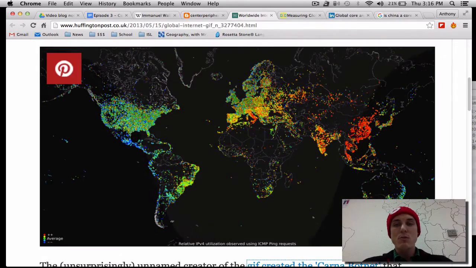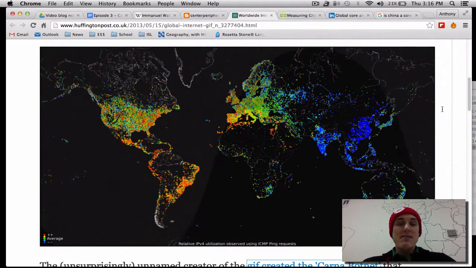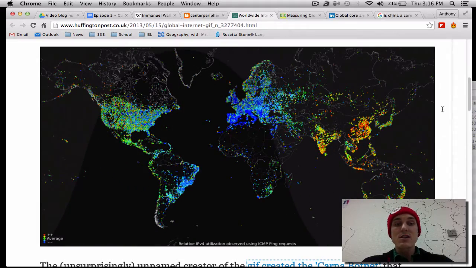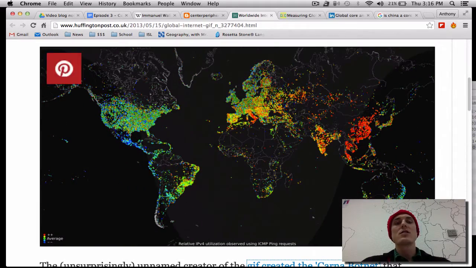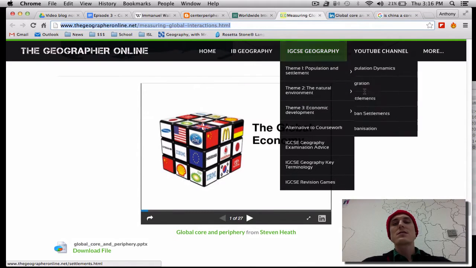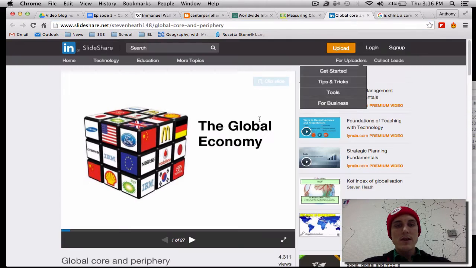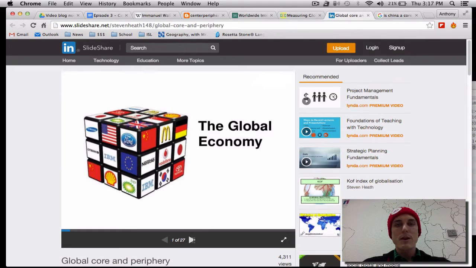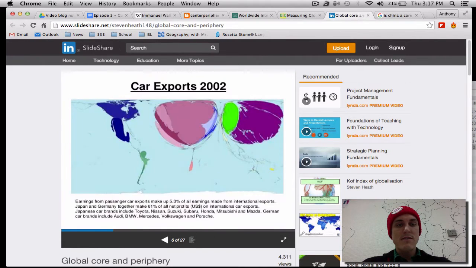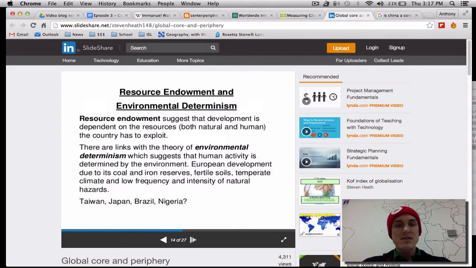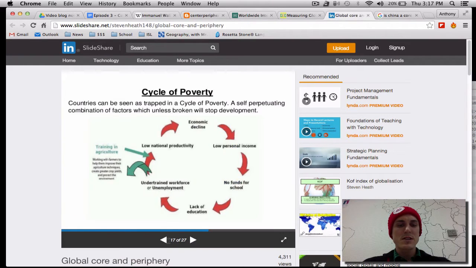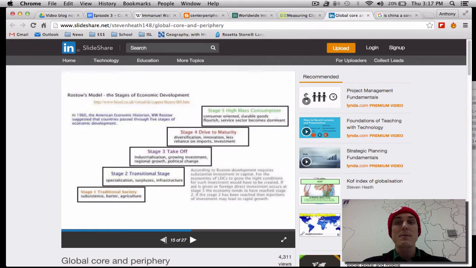Okay, so if we're talking about global core and periphery, global core countries tend to have better infrastructure. That includes internet technology infrastructure, information communication technologies. One awesome PowerPoint or slideshare that I have to throw a shout out to is from Stephen Heath, and he created this global economy PowerPoint. If you want to know more about the global core and periphery than what I'm just rambling on about right now, you can go check out this PowerPoint. It's really sweet. It goes into the vicious cycle of poverty. It goes into stages of development, the Rostow model, all sorts of crazy fun stuff that if you're a geography nerd like myself, you'd love.